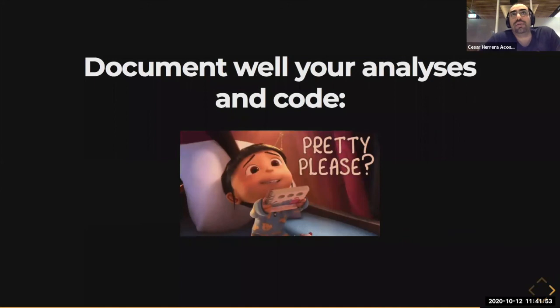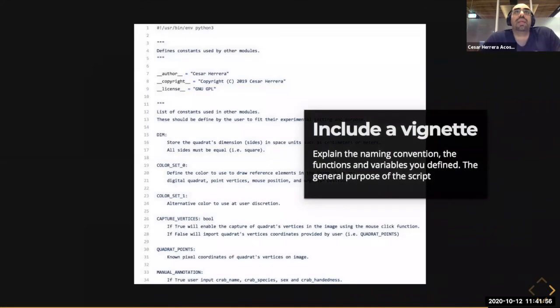Of course, we also have to document our analysis and code. Something that we don't do frequently, and that I'm trying to encourage myself to do, is include vignettes. This explains the naming convention, the functions and variables that you define. This is from one of the software packages I have been working on. I define what this particular script does: it defines constants that are used by other modules. Then I define which value, what it is, and what its purpose is. In this case, dimensions stores the quadrant dimension, in space; color set is a Boolean, so true or false, and so on.